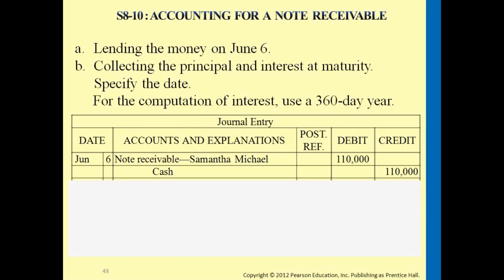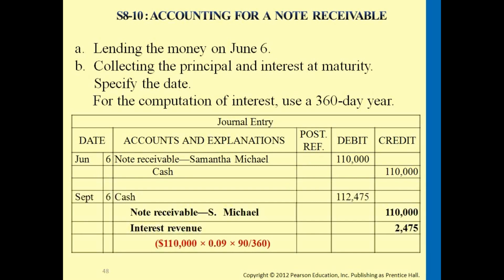Second entry, since this is a note that happens within the same accounting period, we don't have to recognize interest receivable since it doesn't carry on to next period. We won't reach any year-end adjustments. So at the end, when we collect the cash, we'll be debiting cash in total, including the principal amount plus the interest part. So the interest here, since it's a daily basis note, we will use 90 days, which is the note period of time, divided by 360.